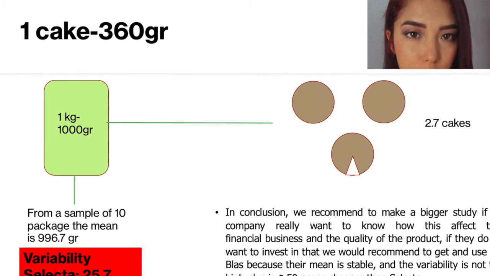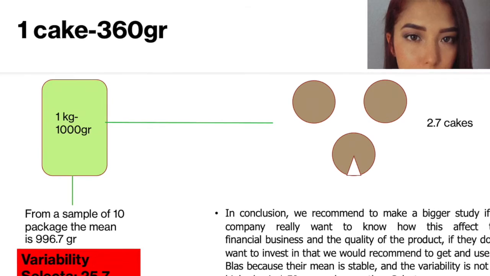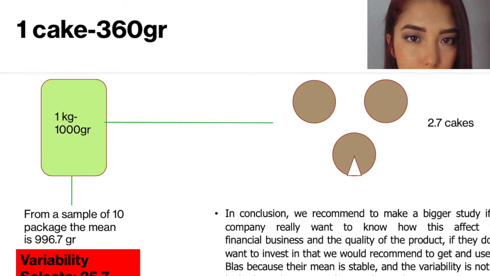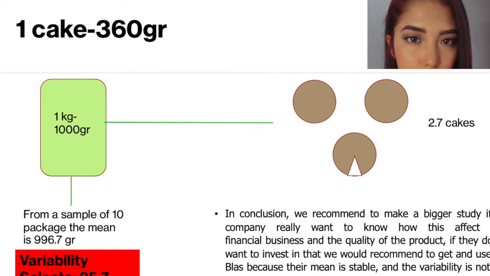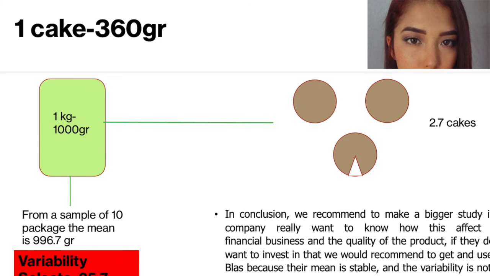If they do not want to invest in that, we would recommend using San Blas because the mean is stable and the variability is not that high. Plus, it is 0.50 pesos cheaper than Selecta.